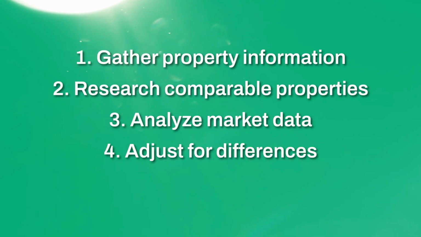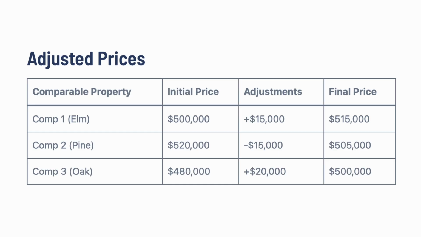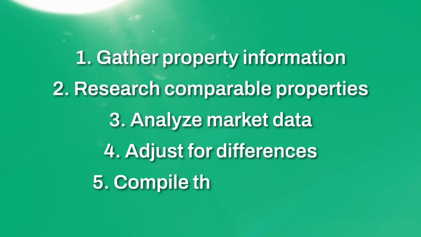Step 4, adjust for differences. Adjust for any differences between the subject property and the comparables. This might include unique features like a swimming pool or extra garage space. Also consider the impact of the property's location and amenities. This is where you must also consider specific value-inducing factors such as school catchments or lifestyle drivers. Step 5, compile all the findings into a comprehensive CMA report.